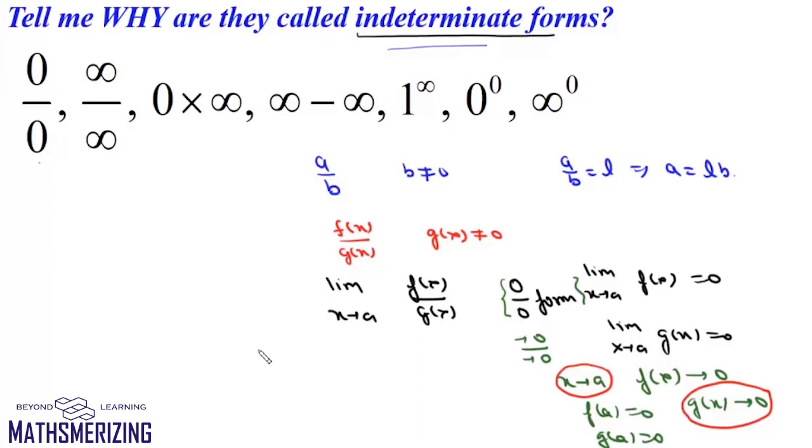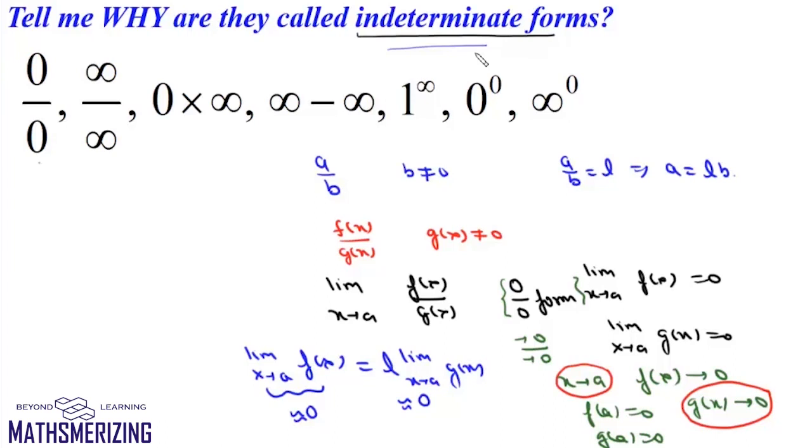So now we can write limit x tends to a f(x) is L, and limit x tends to a L into g(x). Now this value on the left hand side is nearly 0, and on the right hand side also this is nearly 0. 0 multiplied by anything is 0. So this form 0 upon 0 in limits may take any value, and that is the reason we call this form an indeterminate form.